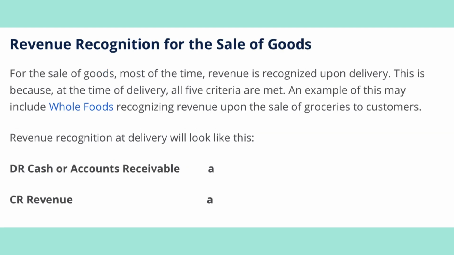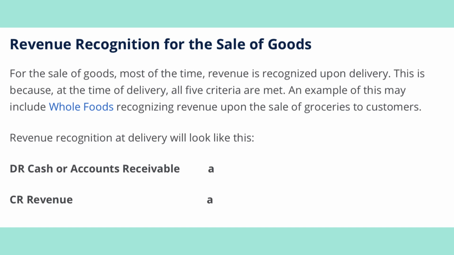Revenue recognition for the sale of goods. For the sale of goods, most of the time, revenue is recognized upon delivery. This is because, at the time of delivery, all 5 criteria are met. An example of this may include Whole Foods recognizing revenue upon the sale of groceries to customers. Revenue recognition at delivery will look like this.